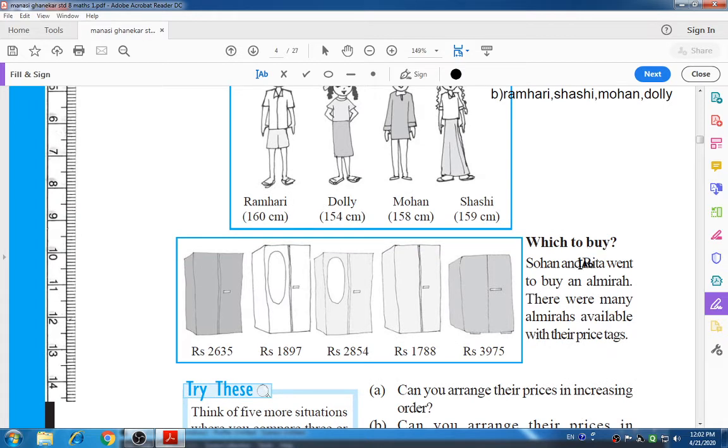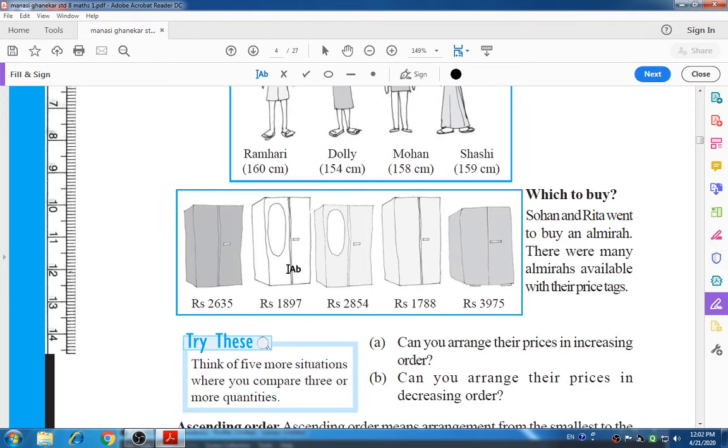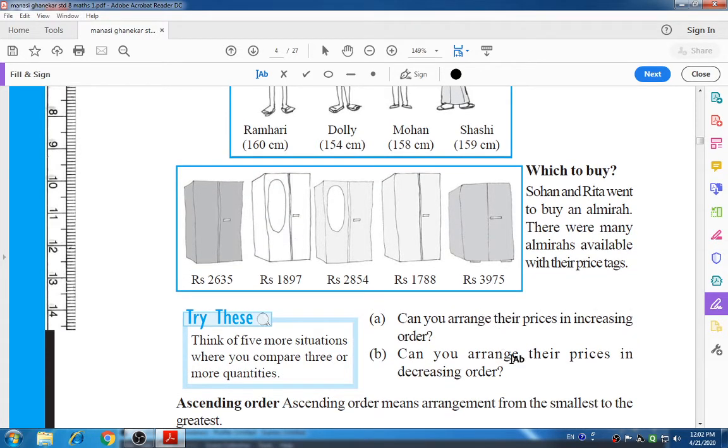Now look here, which to buy. Sohan and Rita went to buy an Almira. There are many Almiras available with their price tags. Almira means cupboards. Here are some cupboards. They give us pictures of Almiras and also their prices. Can you arrange their prices in increasing order? Yes. Can you arrange their prices in decreasing order? Yes. That means you have to solve both these questions in your notebooks and write the answers. When school reopens, I will check it. Okay. But you can stop this video and solve this example in your notebook.